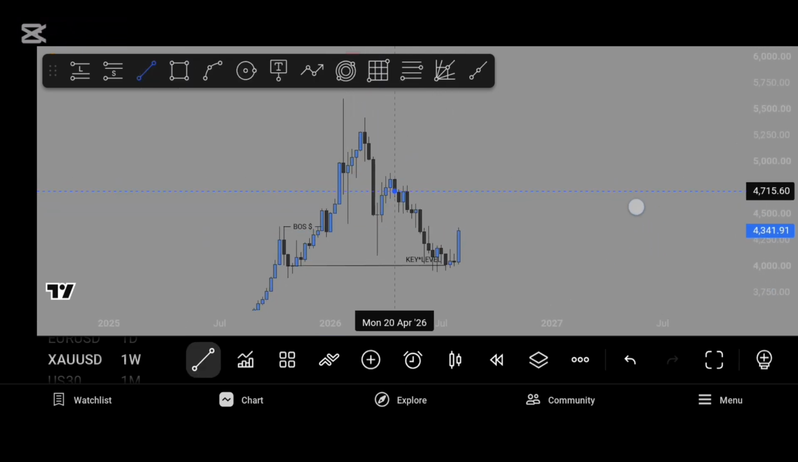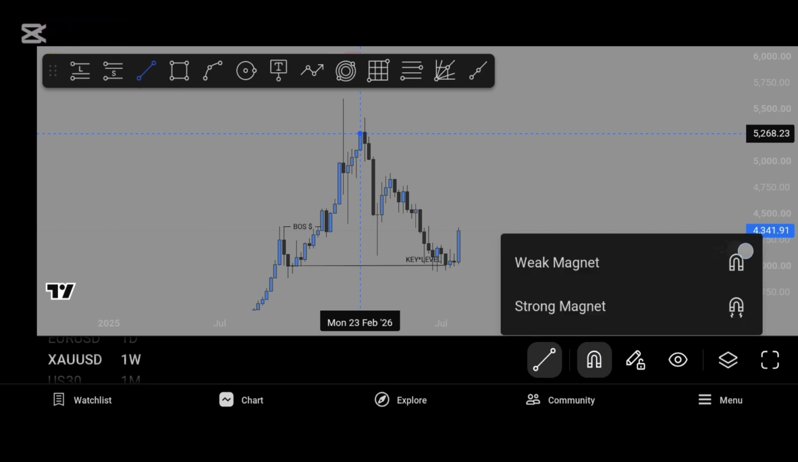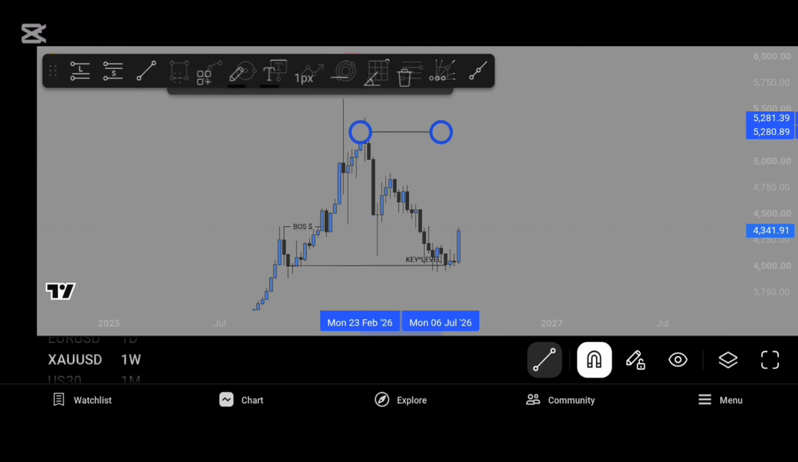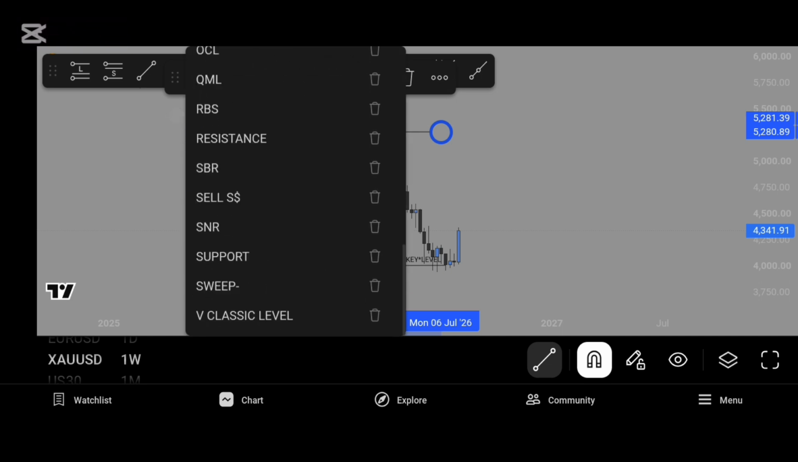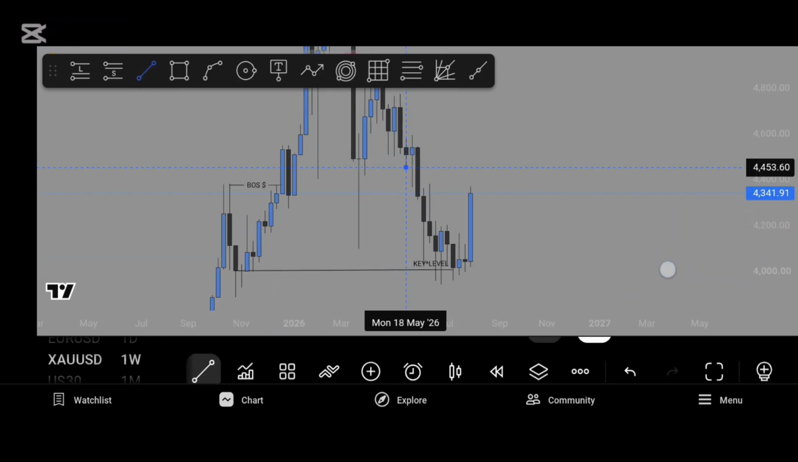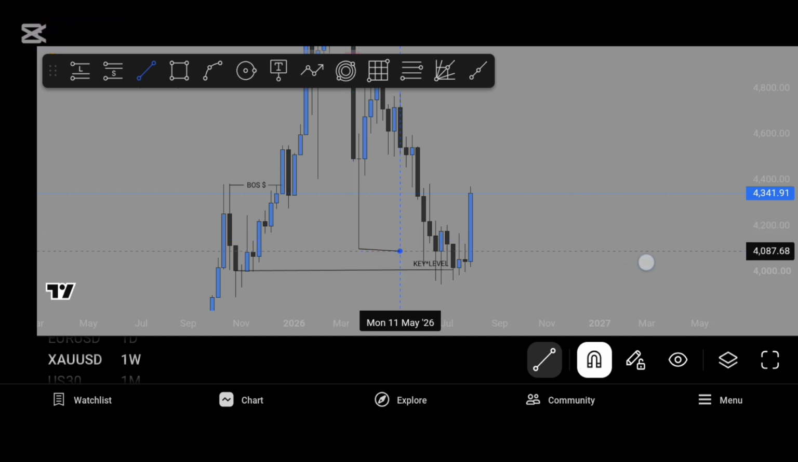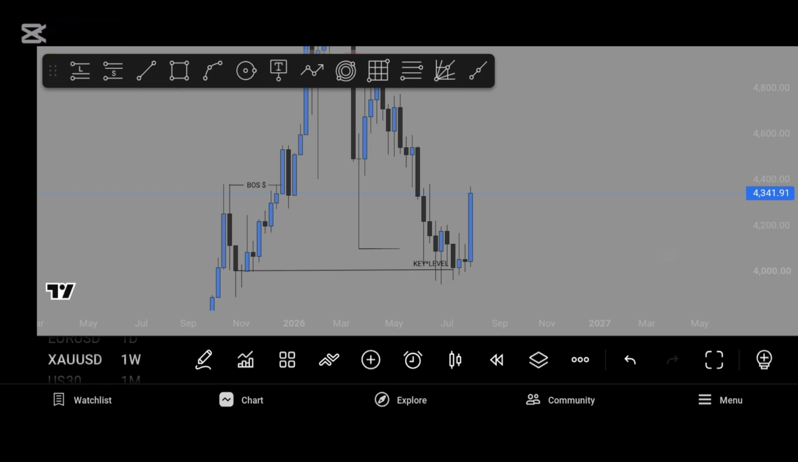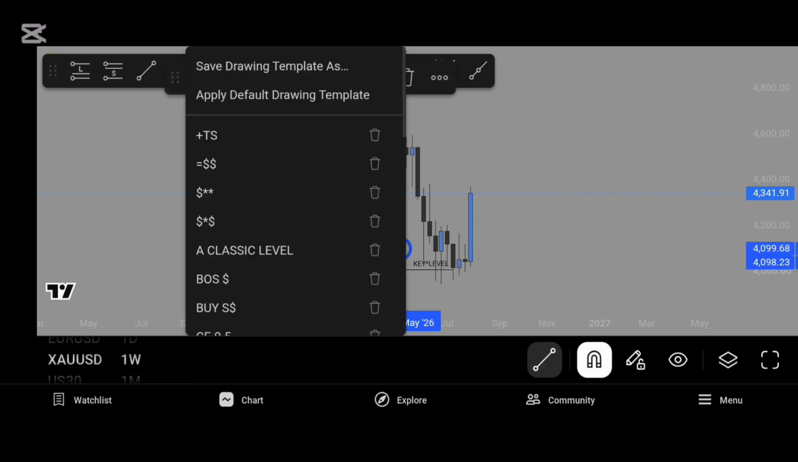Then we can also see this zone here. This zone here is a resistance zone. Here we can see liquidity. Yeah, good liquidity. You can also see good liquidity there.